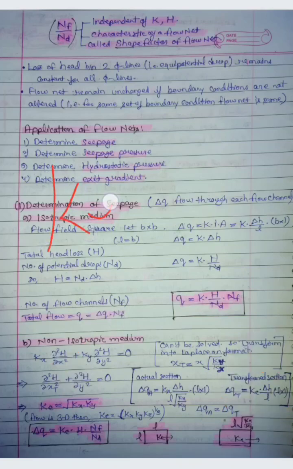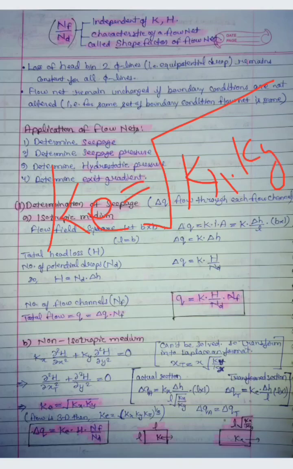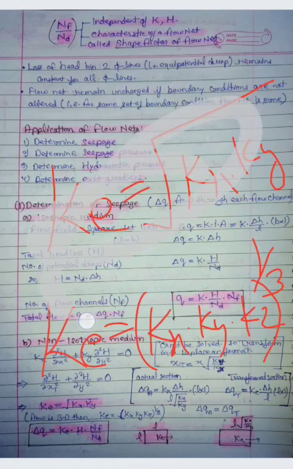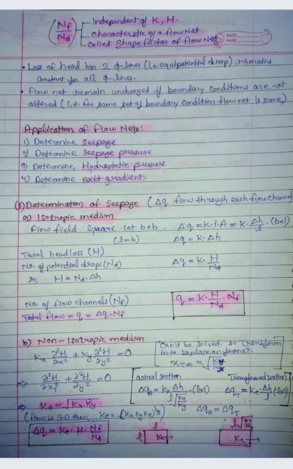Now the equivalent permeability coefficient, in case of 2D flow, will be the square root of kx into ky. If it is a case of 3D flow, it will be the cube root of kx into ky into kz. By this we can find the equivalent coefficient of permeability. So we get for the non-isotropic medium, delta q is equal to ke into h into nf by nd.